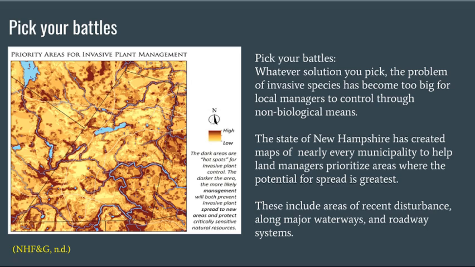Regardless of whatever method you pick, you're going to have to pick your battles. The problem of invasive species has simply gotten too big for local managers to control through non-biological means. The state of New Hampshire has created maps of nearly every municipality to help land managers prioritize areas where the potential for spread is the greatest. These include areas of recent disturbance along major waterways and roadway systems.